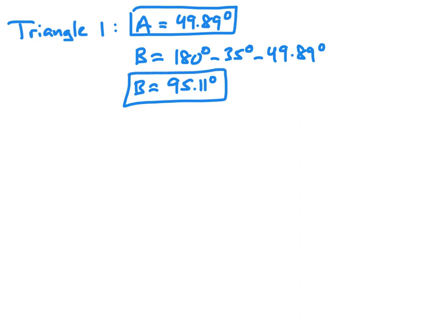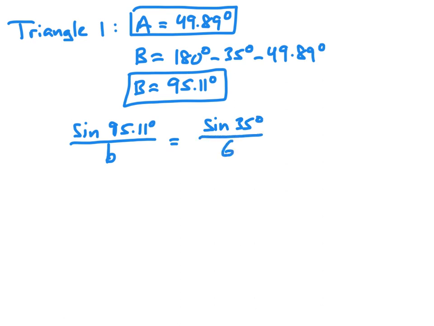Once we know angle B, the last piece of information we need is side length B, and so we can use the law of sines once again. We would have the sine of 95.11 degrees, sine of B, over the side length B, which is our unknown value. And this will equal the sine of angle C, which is 35 degrees, all over side length C, which is 6.